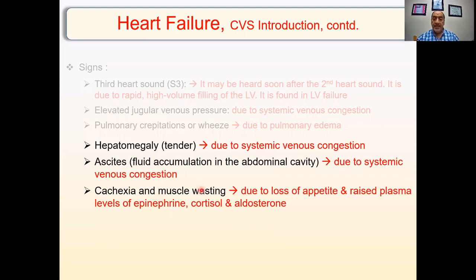Cachexia and muscle wasting due to loss of appetite. We said there is congestion at the level of the abdomen and the liver and everywhere, so there will be loss of appetite, and also there will be raised plasma levels of epinephrine, cortisol, and aldosterone. All of these will be associated with cachexia and muscle wasting.